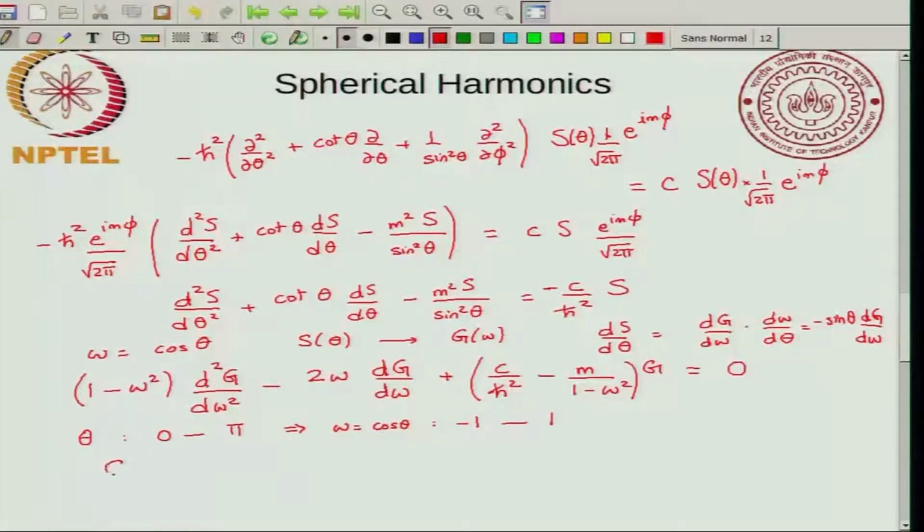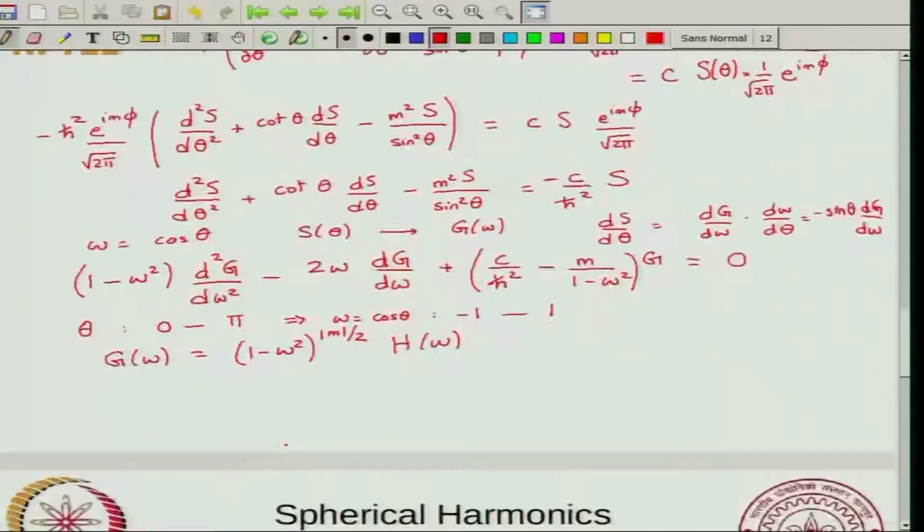So you use g of w is equal to 1 minus w square raised to m by 2 times h of w. So I'm again defining this new function h in this form, writing g as this, and it will become obvious why we are doing this. So when you do this and substitute in each of these terms, then you can write the differential equation in the following form: 1 minus w square.